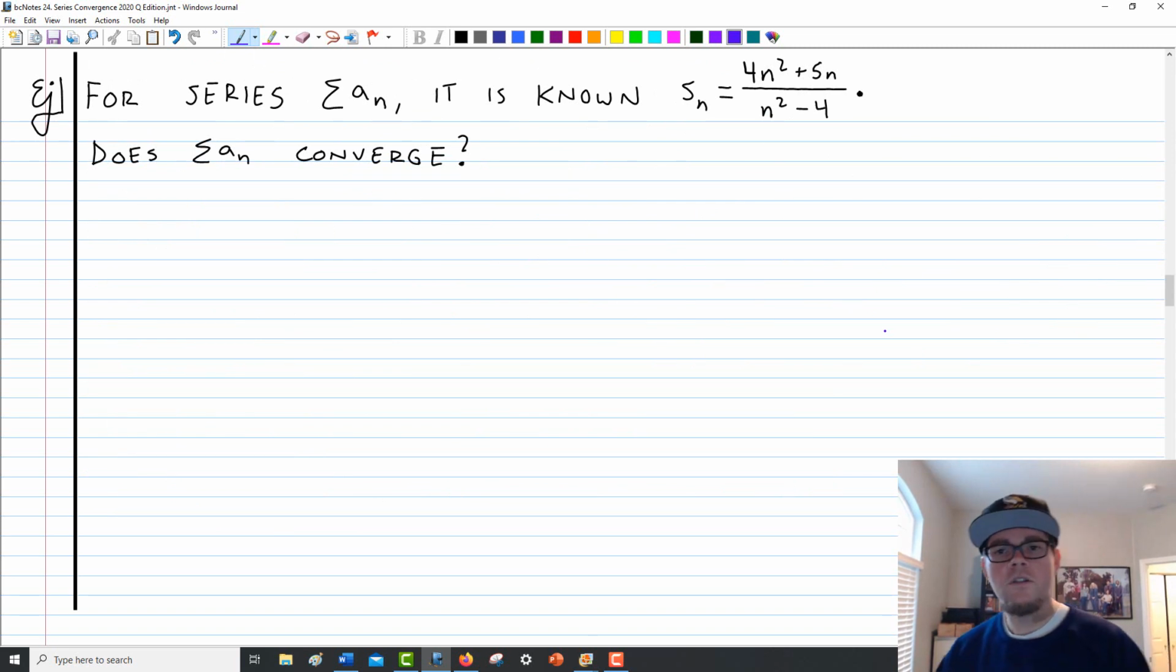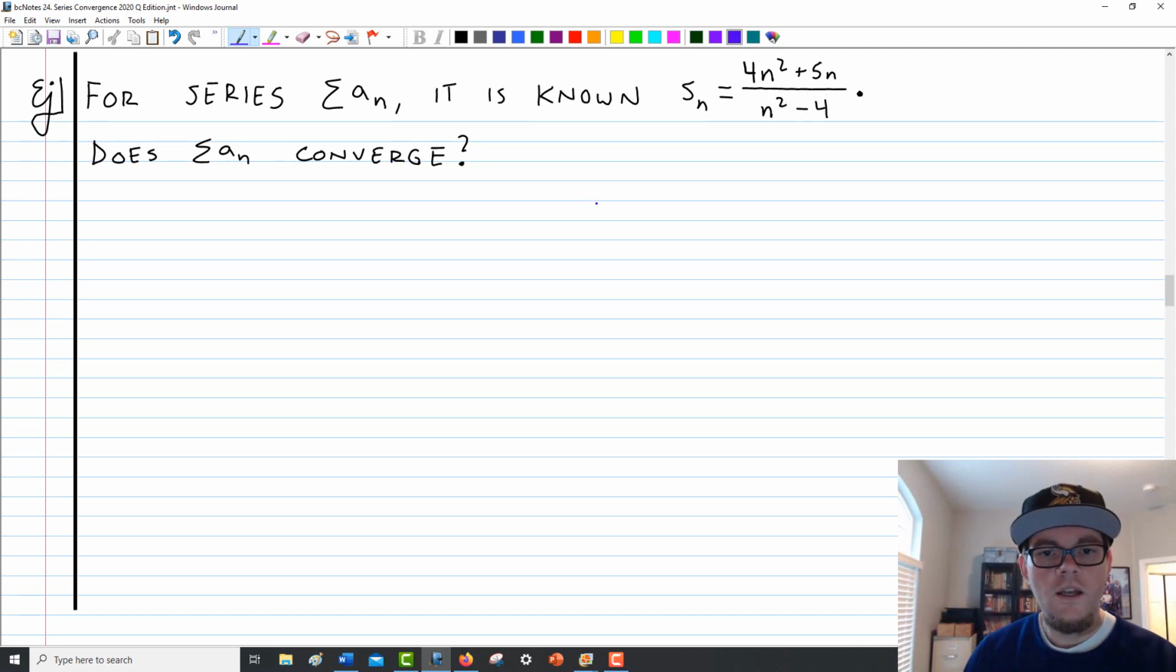Okay, the last thing we'll mention, just before letting you dig in and start to work on a quick little try it, is to have you take a look at how simple it is if you actually know the sequence of partial sums. In fact, I might even say this is an unnecessary problem. In this example, something that has popped up before, it tells you that the sequence of partial sums s sub n is equal to (4n squared plus 5n) over (n squared minus 4). The question is, does the series sum converge?